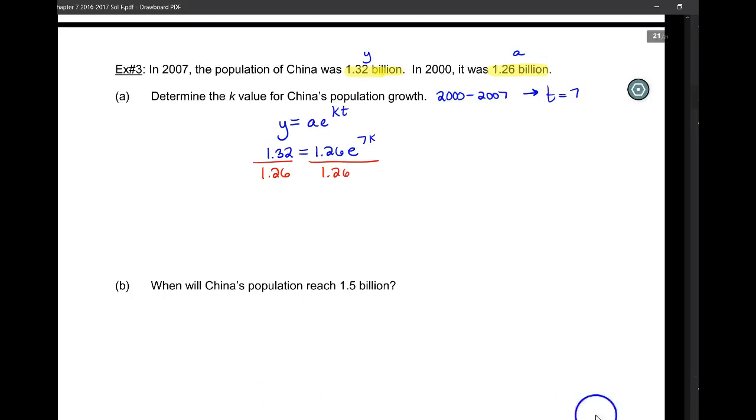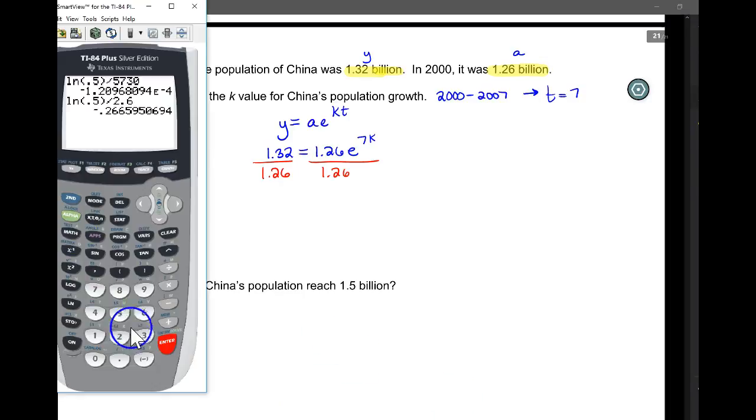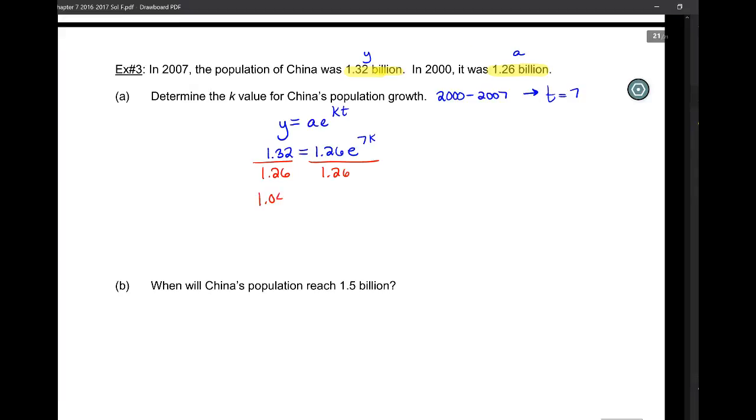Now I'm not sure if that works out very nicely. Let's see, 1.32 divided by 1.26. So let's round that to 4 decimal places, which would be 1.0476. Good. And that's going to be equal to e to the 7k.